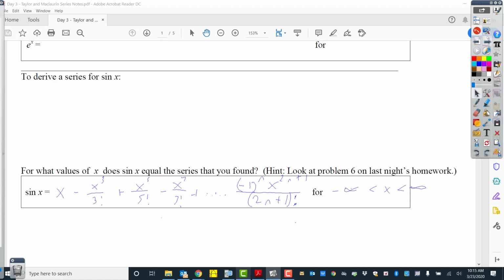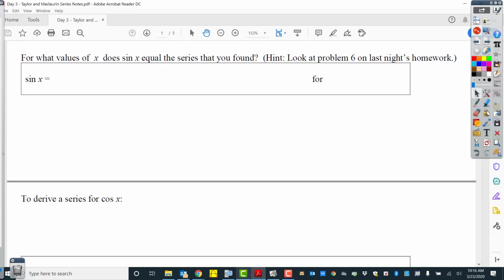So we have x minus x cubed over 3 factorial plus x to the 5th over 5 factorial, x to the 7th over 7 factorial, on and on, until we get negative 1 to the nth power times x to the 2n plus 1 over 2n plus 1 factorial. And once again, if you did your homework from last night, problem 6, you'll see that this looks very similar, and we end up with the same domain, negative infinity to positive infinity.